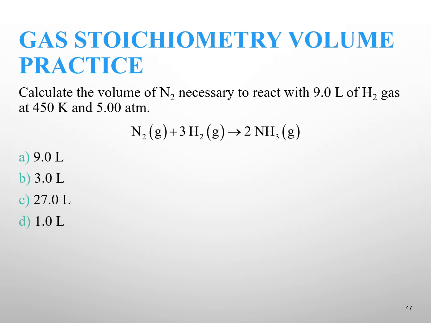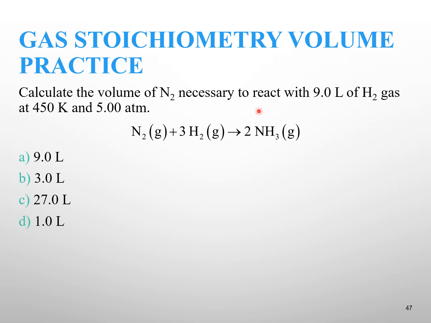So let's try another question here. Calculate the volume of N2 needed to react with 9 liters of H2 gas at 450 Kelvin and 5 atm. If you notice here, there is a little shortcut. If the temperature and the pressure are not changing, the volume and moles are exactly proportional. So instead of using the mole ratio, why don't we just use the volume ratio, just like Avogadro's law?